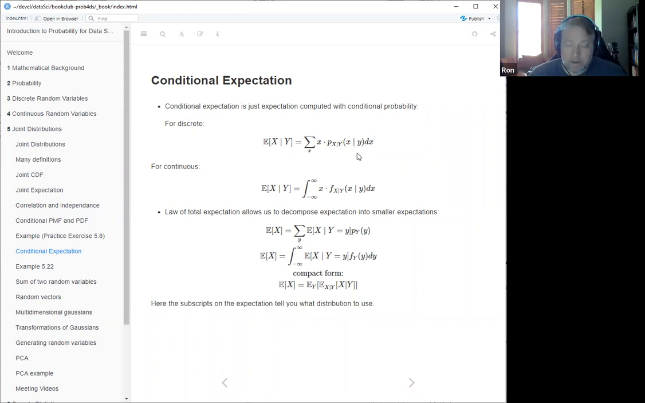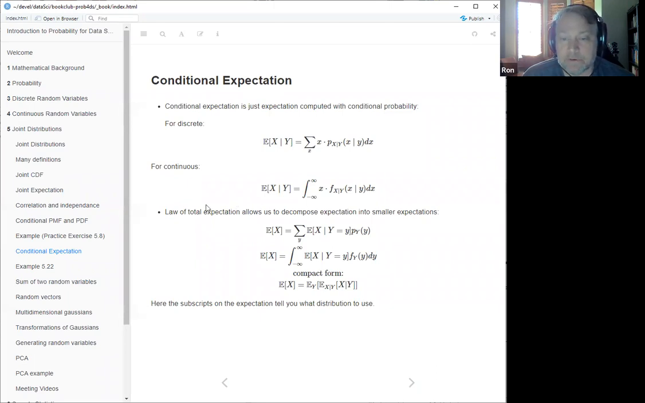Okay, anyway, the conditional expectation is now defined this way. It's really just the expectation computed with the conditional probability, but this is the notation they use for it. The expectation value of X given Y is simply the expectation value of X, but computed with the conditional probability distribution. Same thing for the conditional mass function, and the same thing in the continuous case with the conditional probability distribution.